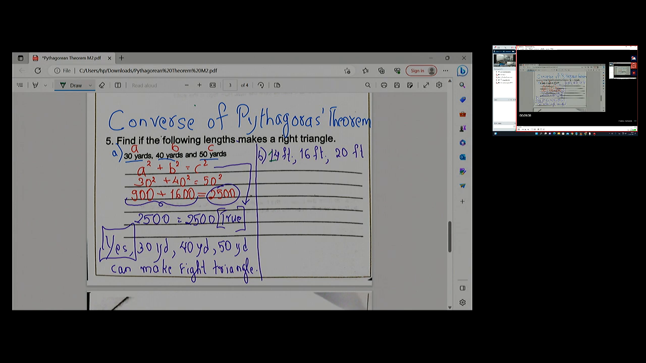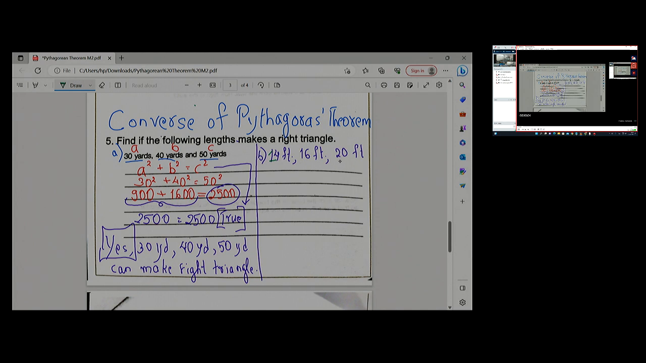Okay. Can I start? Okay. Now we try question number B. If 14 feet, 16 feet, and 20 feet can make a right triangle or not. So we will look at the longest side. Which is the longest side? 14, 16 and 20. Which is the longest side?